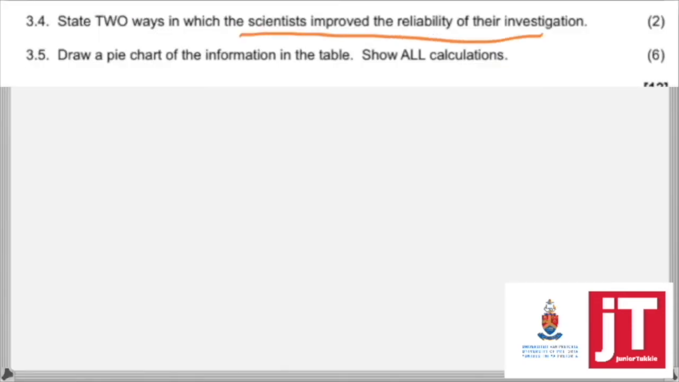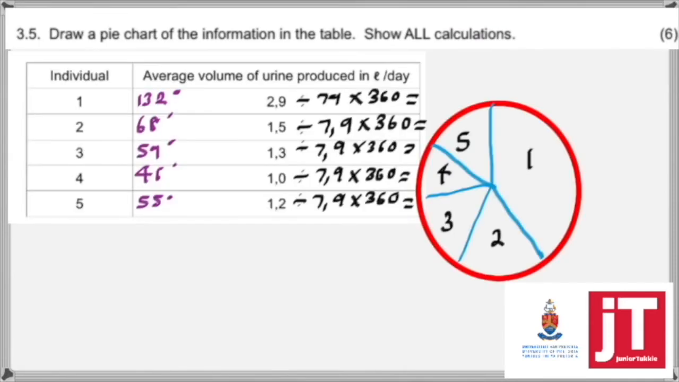Right. The next question is: draw a pie chart of the information in the table. Show all calculations. I've already done the calculations. This is one way to do the calculations, where you just take the number divided by the total. In my theory video, I show you another way, but it would still get you the portions for the pie chart. So you take 2.9 and you divide it by the total, which is 7.9. And you multiply it by 360, and we all know why 360. Make sure that you always have your degrees symbol with you.